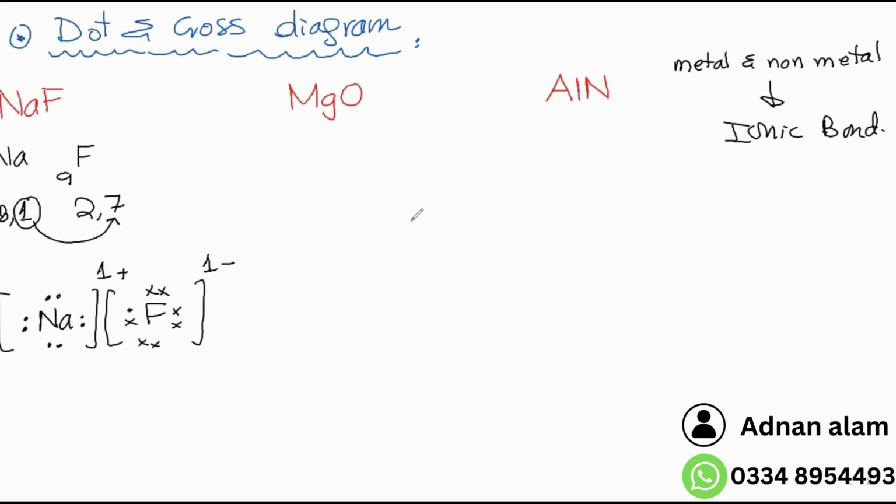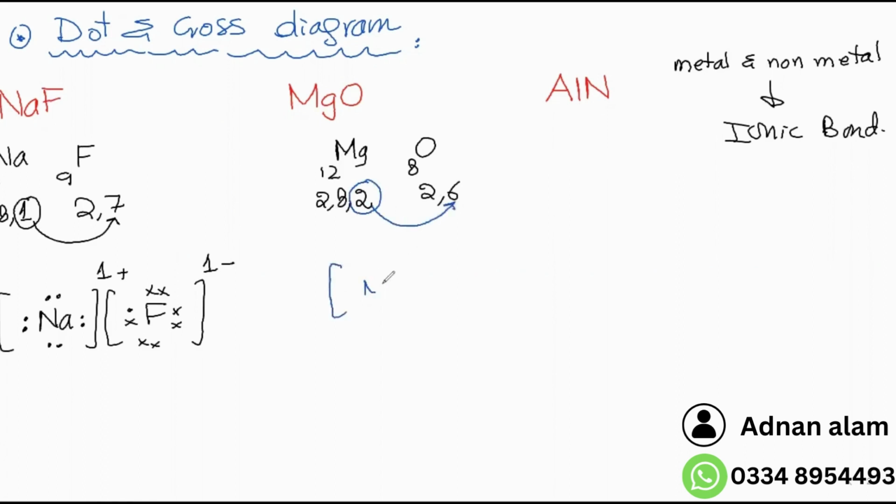As far as magnesium oxide is concerned, magnesium's proton number is 12, oxygen's proton number is 8, so the general configuration is 2, 8, and 2 for magnesium. For oxygen, it is 2 and 6. Now, what happens? The 2 electrons from the valence shell of magnesium will transfer to the valence shell of oxygen.